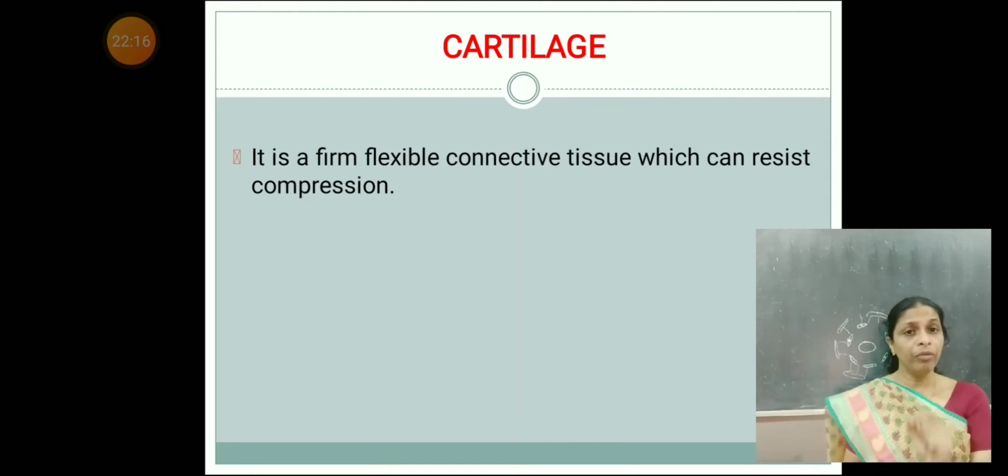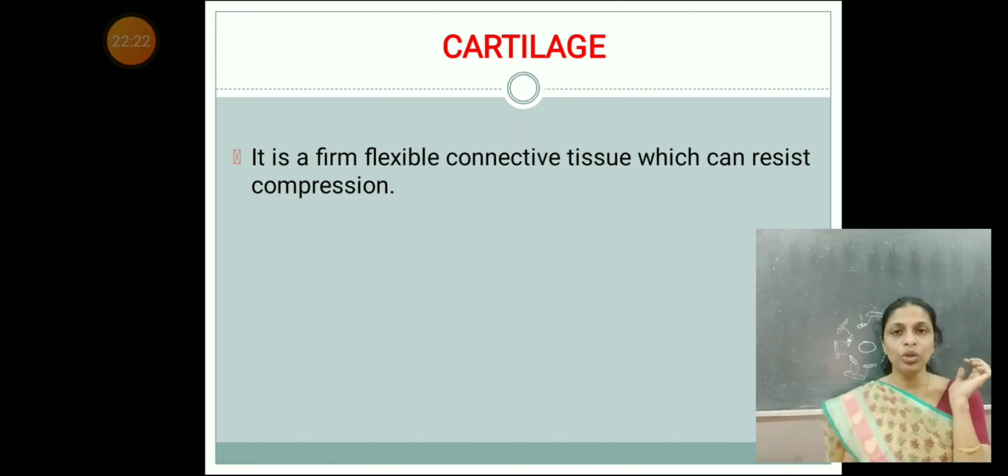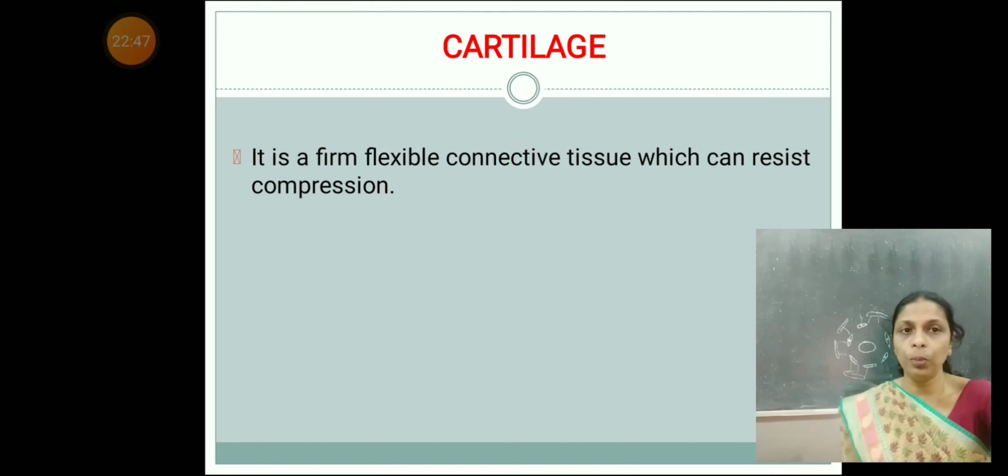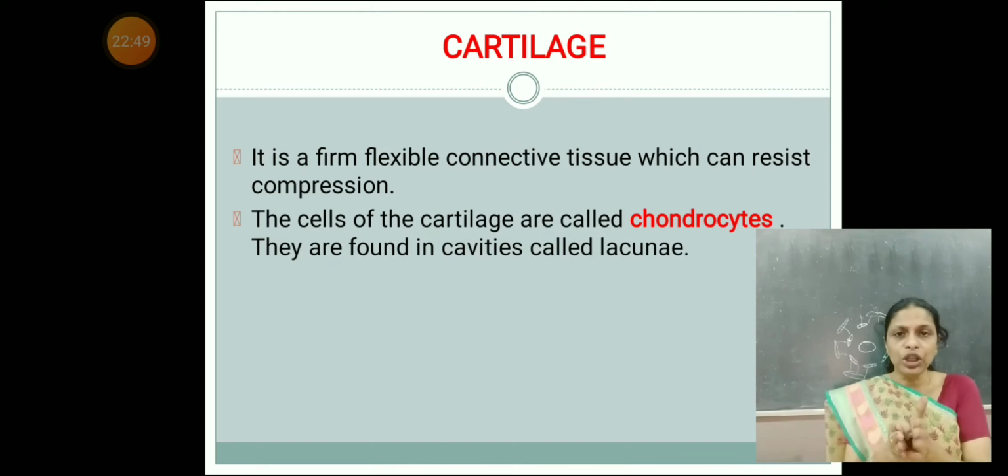And it is a firm, flexible tissue. Firm means what? We bend it, and it comes back to its original position. It is a firm, flexible tissue which can resist compression. You compress it as much as you want, it will come back to its original position. You compress your ear pinna, then also it comes back to its original position. So the main feature of cartilage is that it is a firm, flexible connective tissue, and it can resist compression. Hope you understood the meaning of compression. Compression means when you exert pressure, it gets compressed.